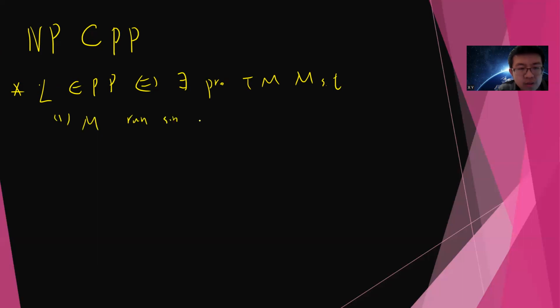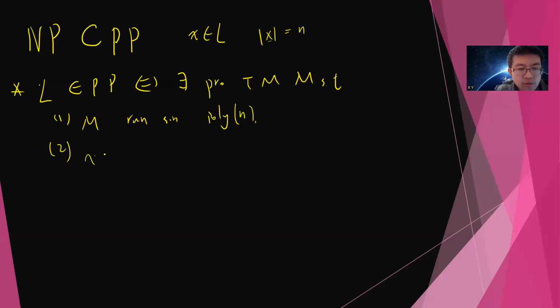Okay, so recall that the language L is in PP if and only if there is a probabilistic Turing machine, called M, such that the first condition is that M runs in polytime. Given an instance x, the input length of x is n, so it runs in poly(n).